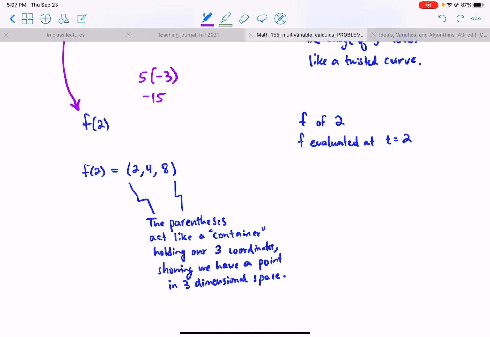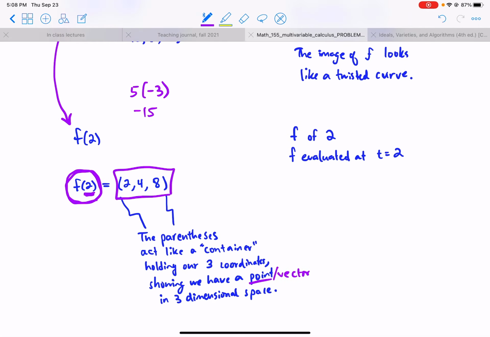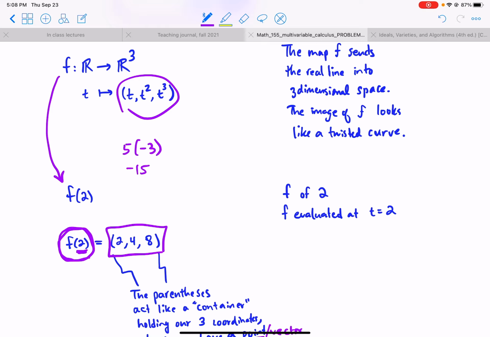And that is the use of parentheses right there. Those are the parentheses, and they don't mean multiplication. They mean multiplication up here, but they mean a container for our 3-dimensional vector, or 3-dimensional point. Point and vector are sort of the same thing, point slash vector. And so we're seeing that if we evaluate the map f at the input 2, our output is 3-dimensional, namely given by this formula up here.